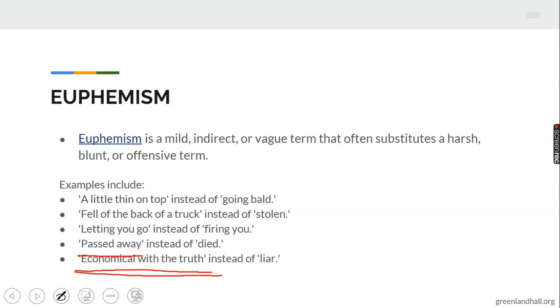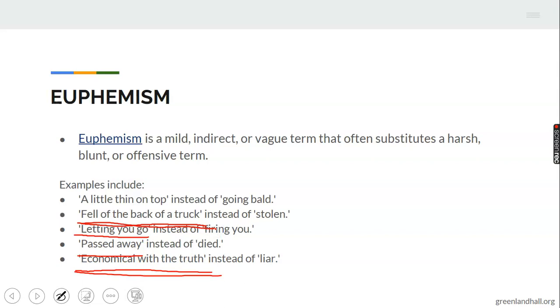So somebody a liar, you just say that man is always economical with the truth. Then in companies now they will tell you, we are letting you go. Let go means, man, look for another work. We can't cope with you again. Or if I say my pen fell off the back of a truck, it's as simple as saying my pen was stolen.